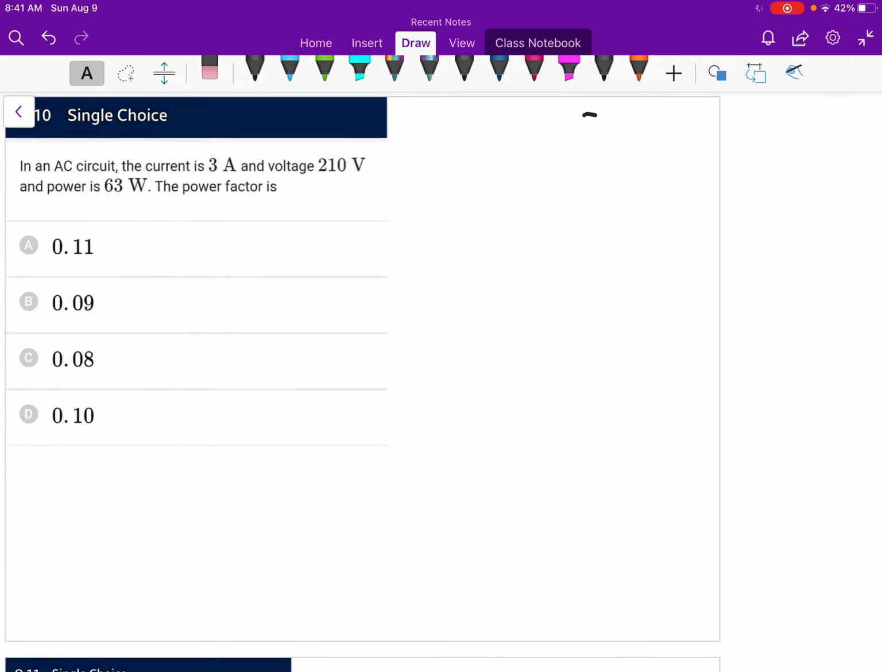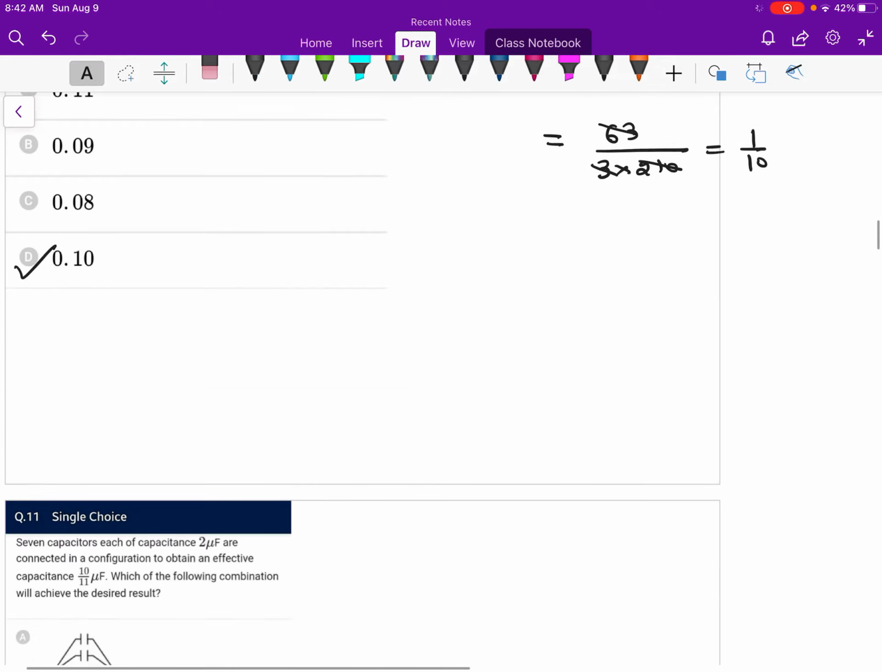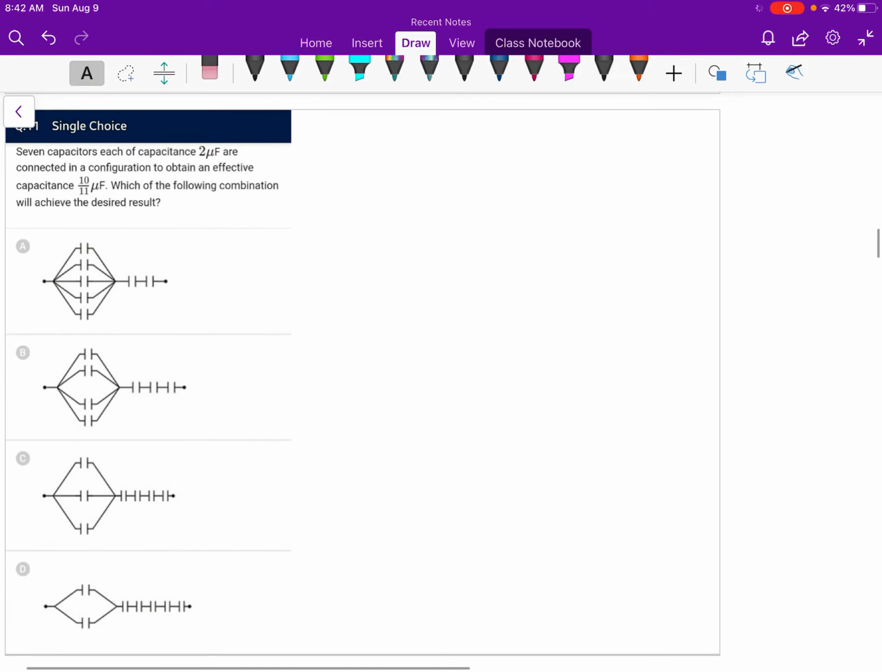In an AC circuit, the current, voltage, power is the power factor. So power factor cos phi is, with Vrms, Irms, cos phi is P average. So cos phi is P average upon Vrms Irms. So P average is 263 watt, and this is 3 and this is 210. So 3 into 210, that is 1 by 10. So the power factor is 0.1. So D is the correct option.